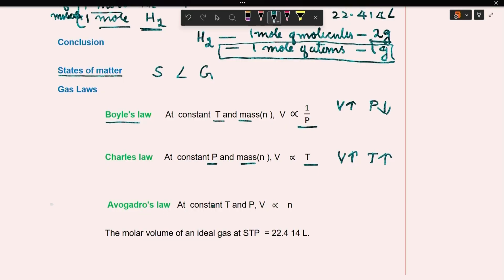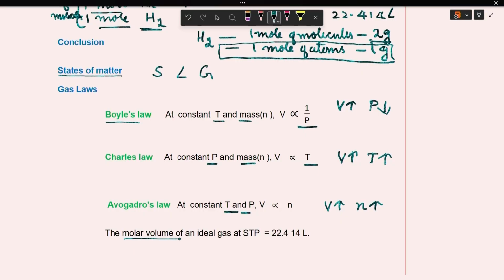Next is Avogadro's law. At constant temperature and pressure, volume is directly proportional to number of moles, that is, if you have a higher volume, number of moles also will be greater. Now, from that we get a consequence of Avogadro's law, or we can say it is an application of Avogadro's law, that is the molar volume of an ideal gas at STP is equal to 22.414 liters. And here it is mentioned ideal gas, which we will be seeing in detail later. If it is a very perfect one, all these laws are applicable.